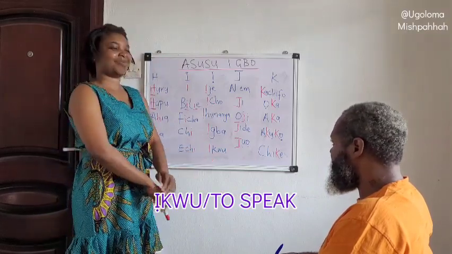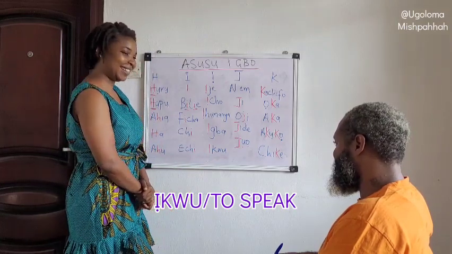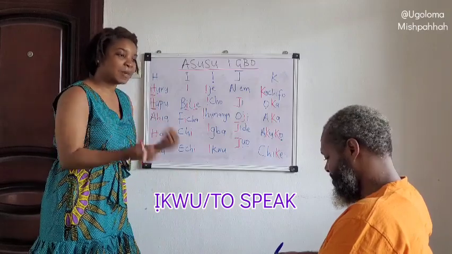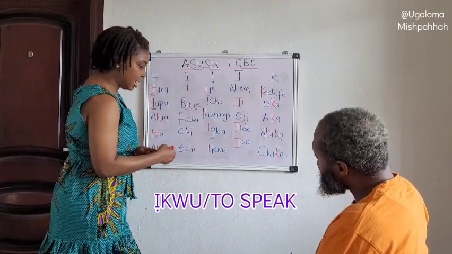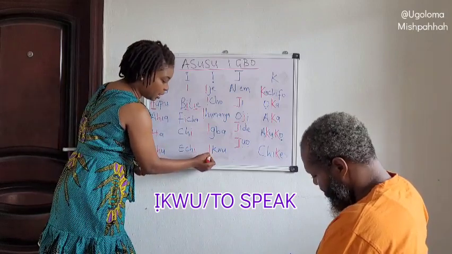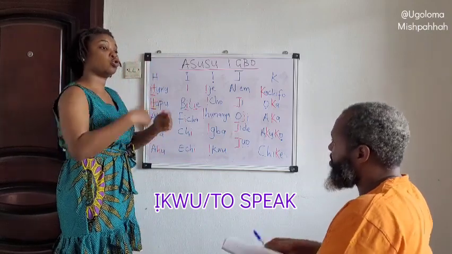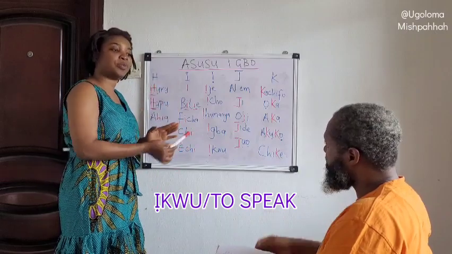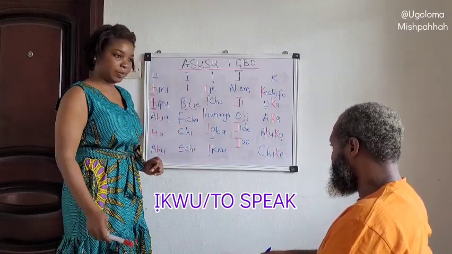Ikwu. Correct. Ikwu, say that again. Ikwu means to speak, to say something. So sometimes in Igbo language, when you see that E starts the verb, it's usually giving you something to do, but it's not all of them. When we start learning verbs, I will explain the differences, okay? So this is Ikwu.